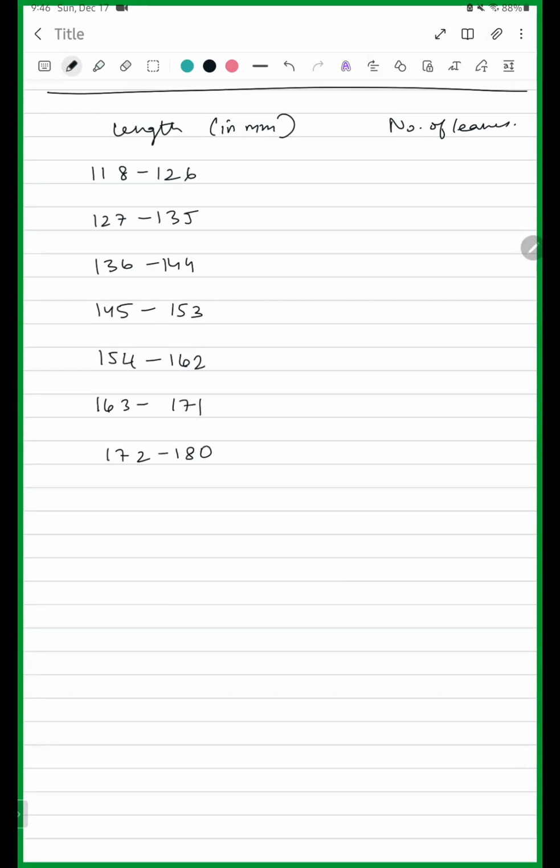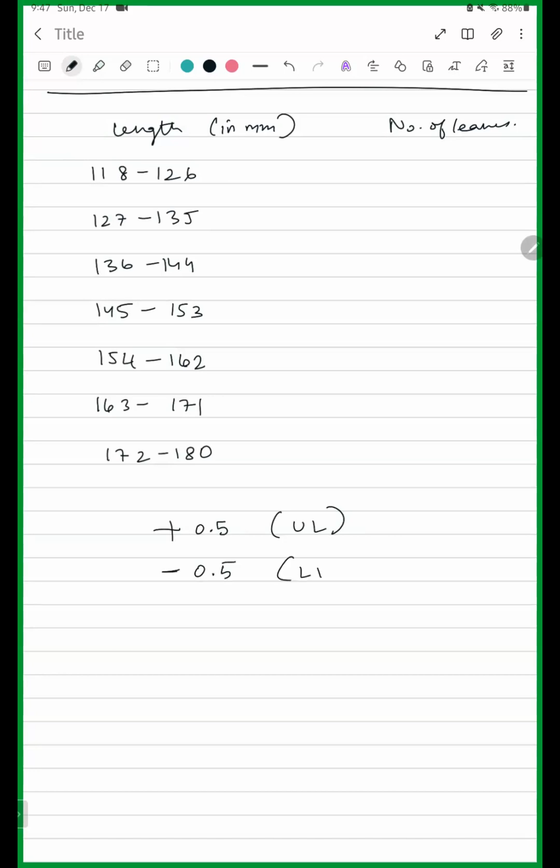Again, these are given in the question, right? It's there in the question, right? So what we need to do now is make it continuous, meaning you need to make this 126.5. You need to add 0.5 in the upper limit and subtract 0.5 in the lower limit.